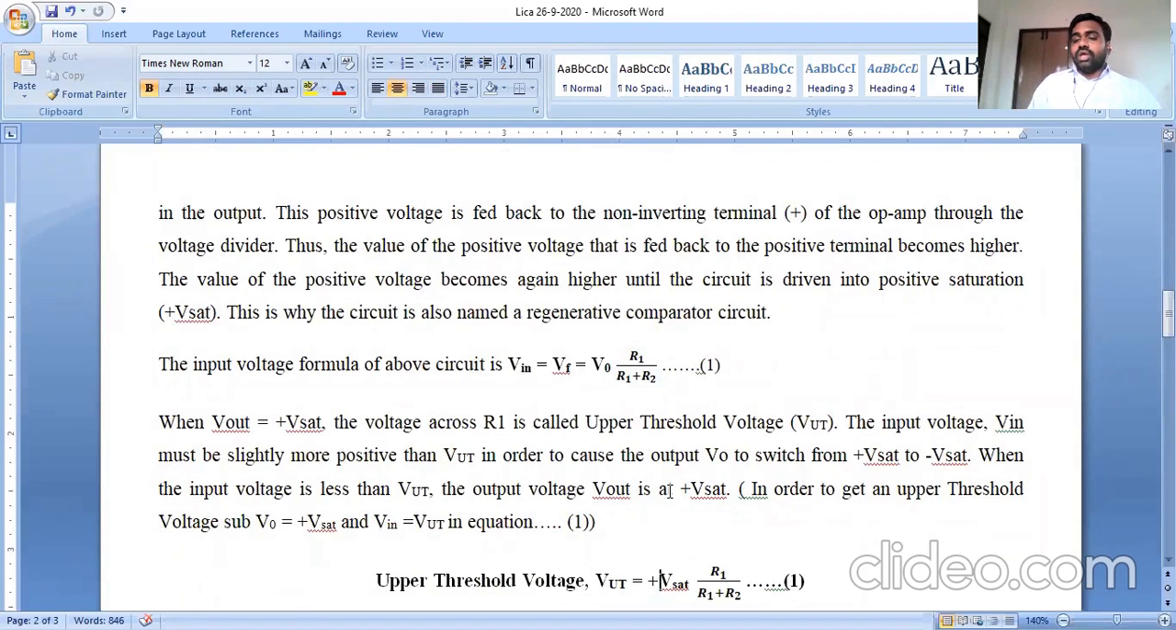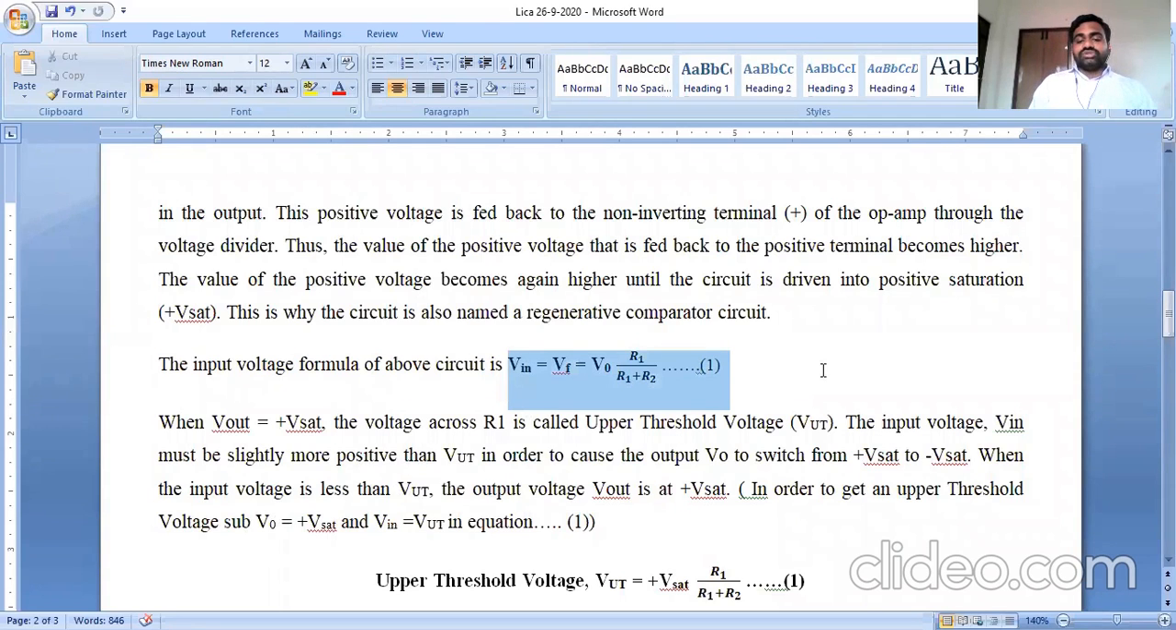R1 resistance is having the upper threshold value. That means when the input voltage is slightly more positive than the upper threshold value, the output saturates from plus saturation to minus saturation. When the input voltage is less than the upper threshold value, the output voltage is positive. In order to get the upper threshold value, V0 is at positive saturation and the input voltage is taken as the upper threshold value. If the input voltage is greater than the upper threshold value, we have a positive saturation here, that's why V0 is represented in this expression 1.